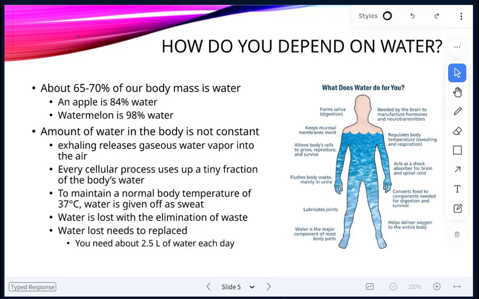And how do we depend on water? Well, about 65 to 70% of our body mass is water. Compare that to an apple. An apple is about 84% water. Watermelon is about 98% water.